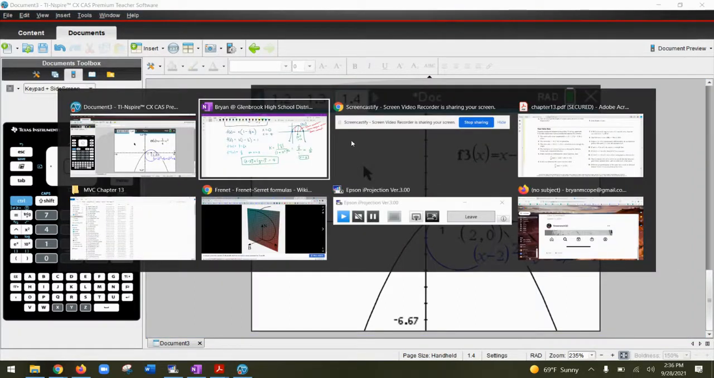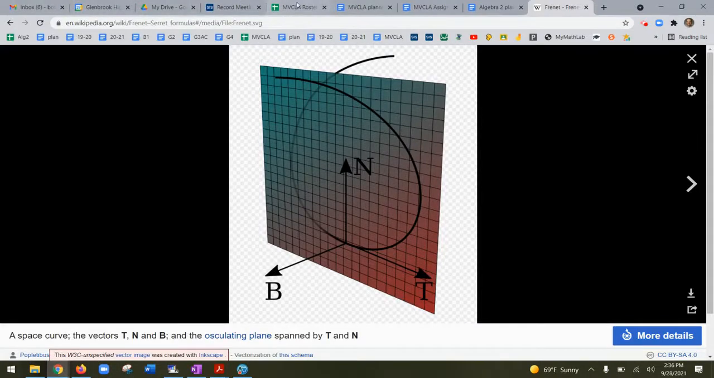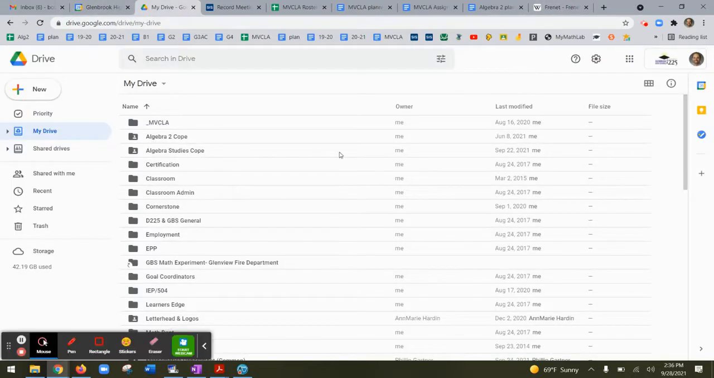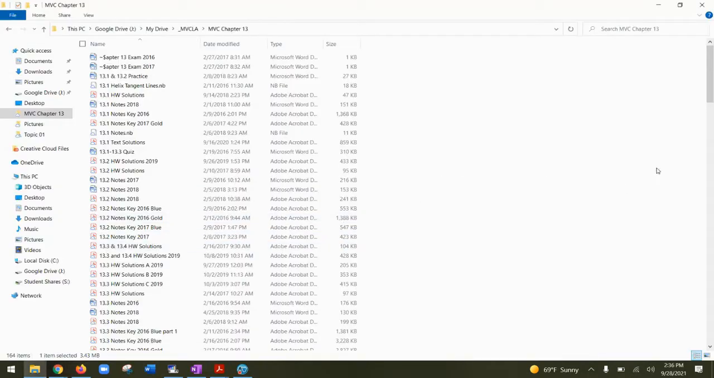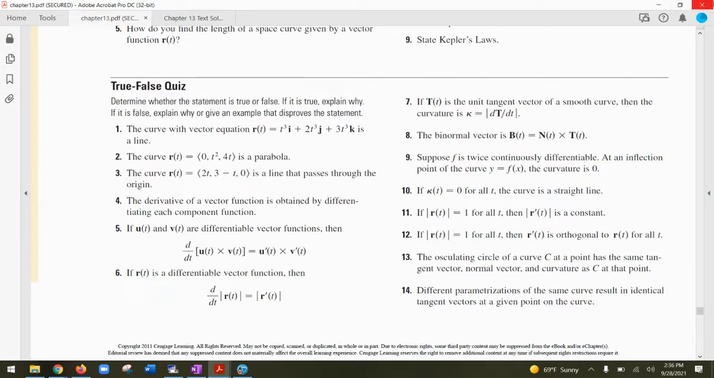Former students have made me some cool files that model this, and I want to try and show them to you. Something's wrong. My cursor's not showing up. So the radius is just the reciprocal of curvature? Yes, radius is the reciprocal of curvature. What's going on? I can't find my cursor.